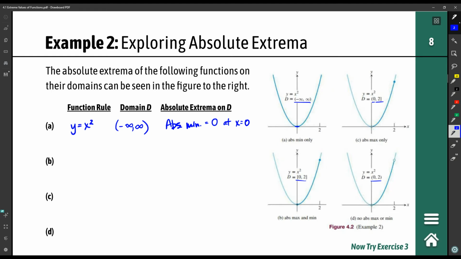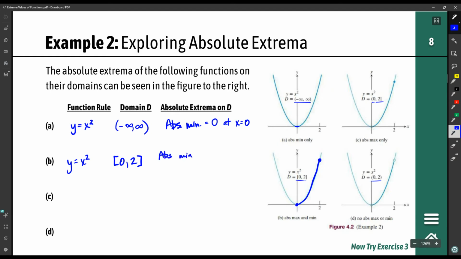All right, let's move on to part B. And we have a closed interval from 0 to 2. So these are shaded in dots or closed dots to say, yes, we have a point at the end of each side, the left and right endpoints of this interval. So the function rule is still the same, y equals x squared. The domain this time is closed from 0 to 2. And the absolute extrema here, I think we have an absolute minimum and a maximum. I've got a minimum, same place as part A.